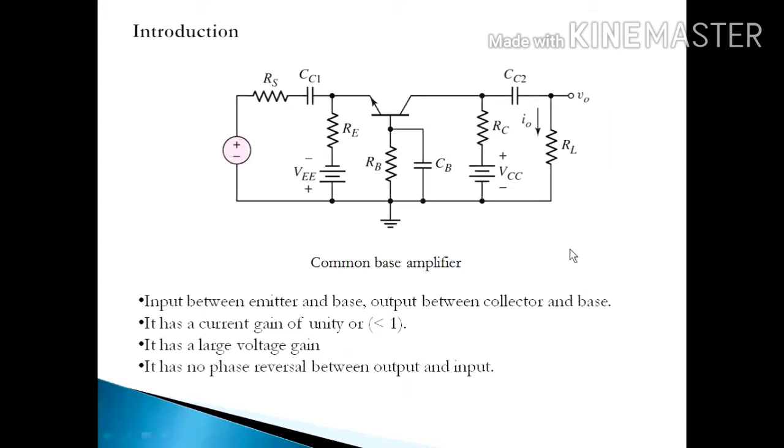The figure shows the basic common base circuit in which the base is at a signal ground and the input signal is connected at the emitter terminal of the transistor and the output will be measured at the collector terminal of the transistor. In this configuration, the base terminal is common in between your input and output side. That is why it is called a common base configuration.